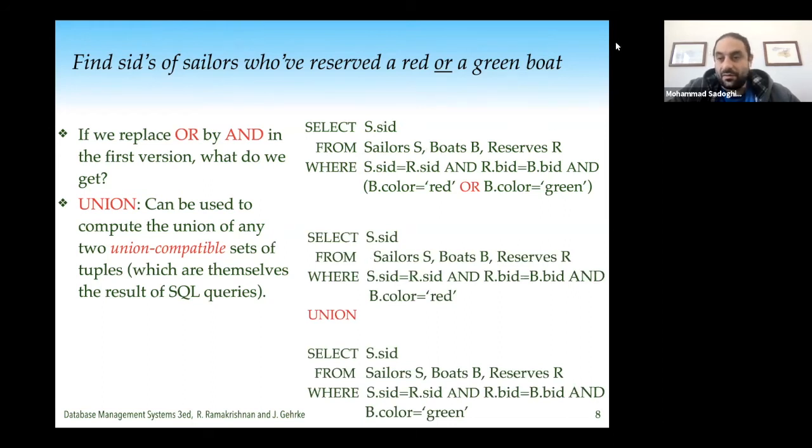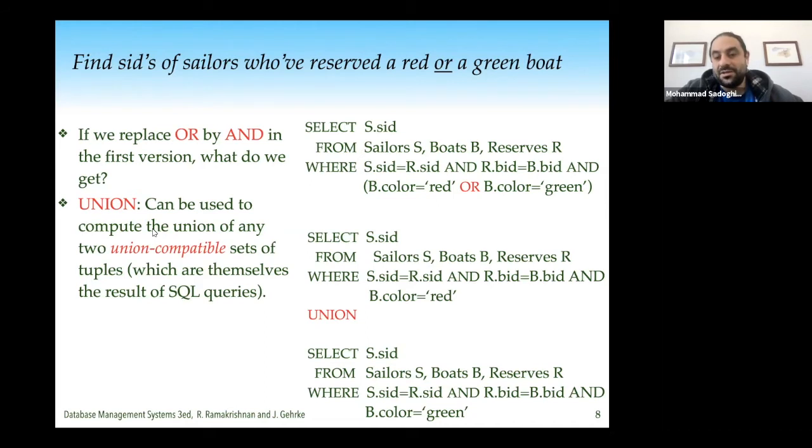So instead of searching, as part of the where clause, the qualification, whether it's red or green, we could write one query that finds all the sailors who have reserved the red boat, write another query that finds all the sailors who have reserved the green boat, and then union the two in order to find all the sailors who have reserved either a red or a green. So that's another way of expressing the exact same query.